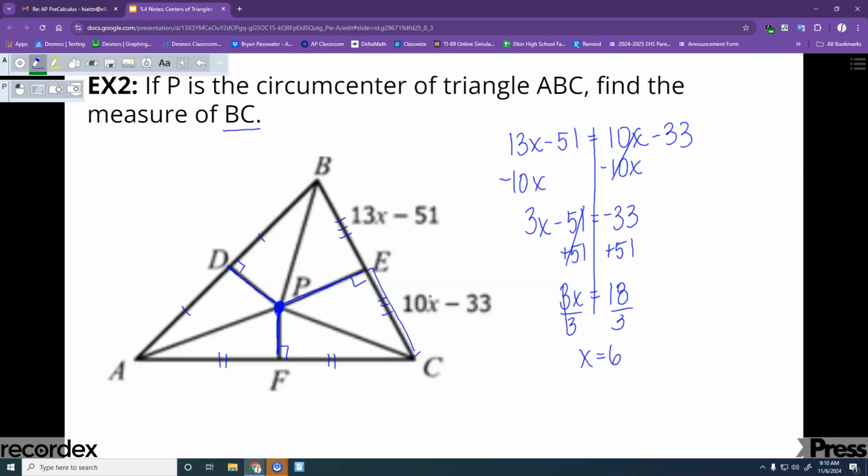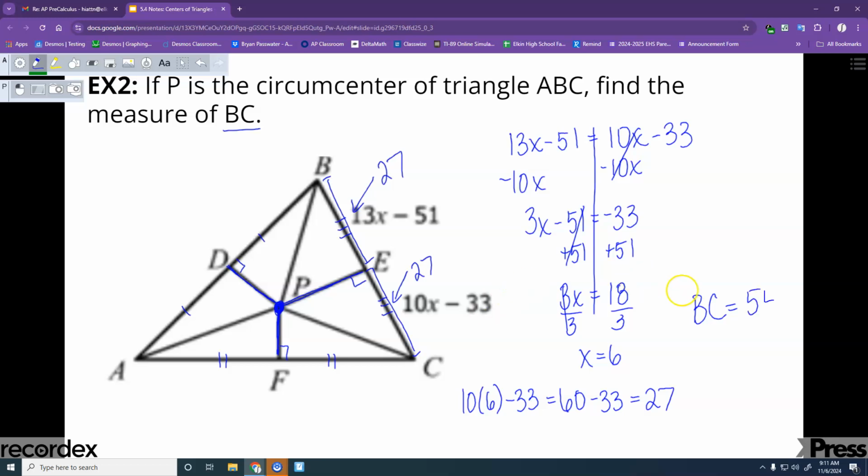So if I plug it in, I'm going to choose 10x minus 33 just because it's a little bit easier, because 10s are easy to multiply. So if I do 10 times 6 minus 33, that will give me 60 minus 33, which will give me 27. So this side right here is 27. I could plug back in over here as well, but what's it going to be? 27. So if I'm looking for BC, I just have to double 27, and I'm going to get 54. And that would be my final answer for this.